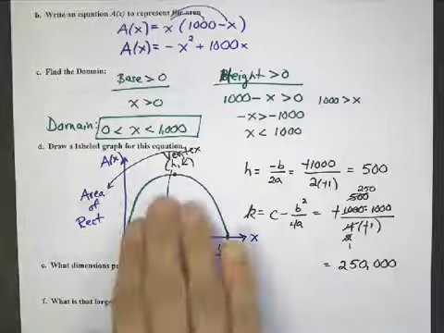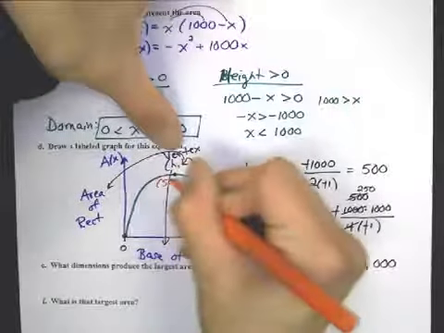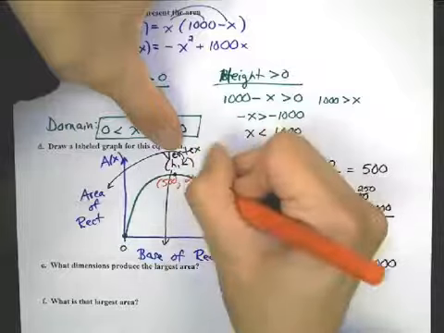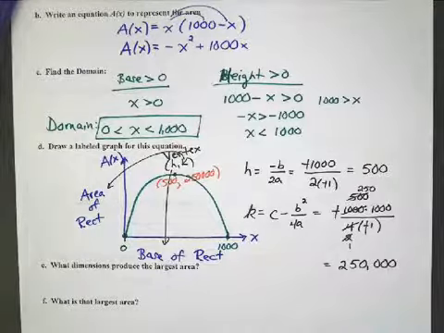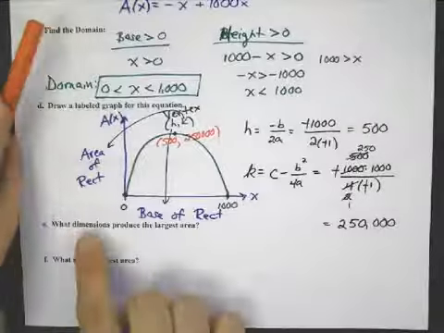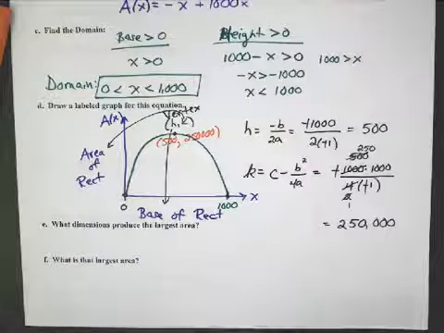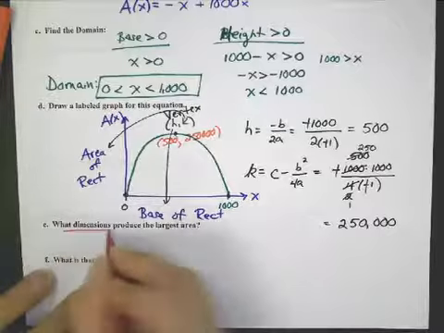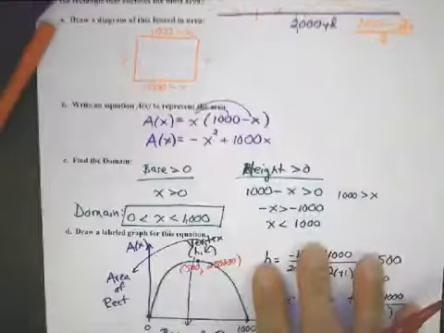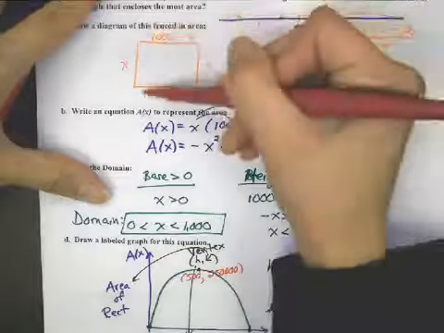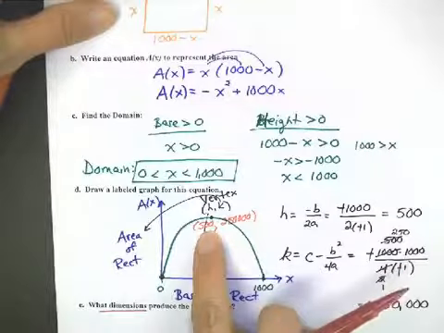So if we go back to our picture over here, and I write these numbers on the vertex, I would put 500 first, and then 250,000 is the K value. So let's see what the question says. What dimensions produce the largest area? It doesn't say find the largest area. It says what dimensions. And so for that, we need to go back up to our picture. The dimensions are the base and the height. So we need to know x. The x value is 500.